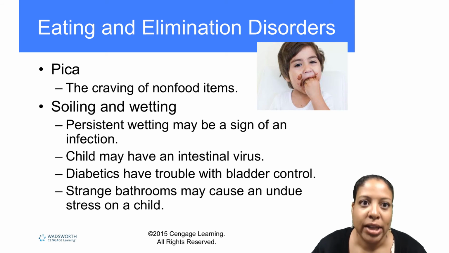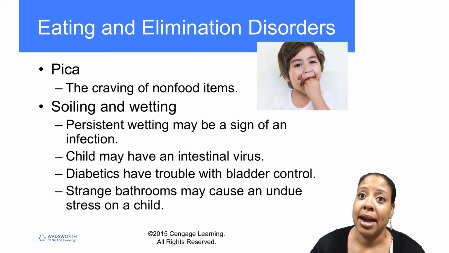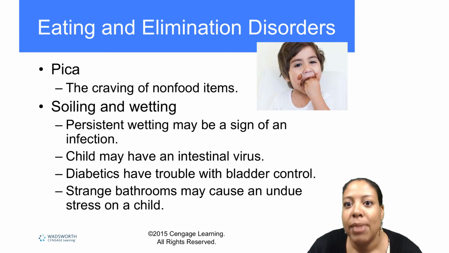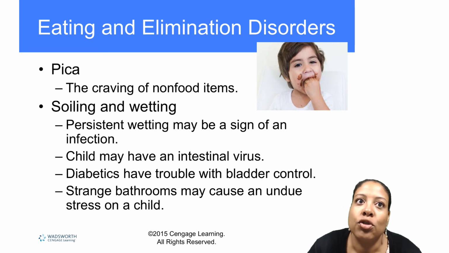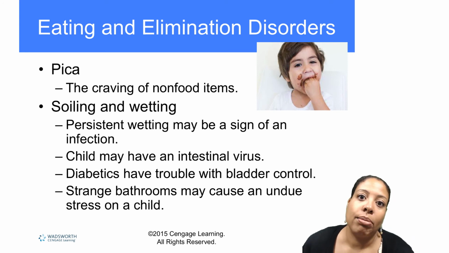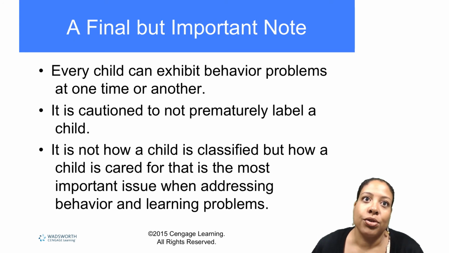There's also soiling and wetting. Persistent wetting may be a sign of an infection, so that's enuresis, bedwetting. The child may have an intestinal virus. Diabetics also have trouble with bladder control. Also, strained bathrooms may cause undue stress on a child. So think about the environment itself and how that may impact the child's ability to go to the restroom.